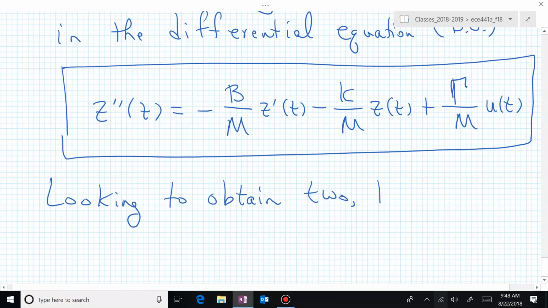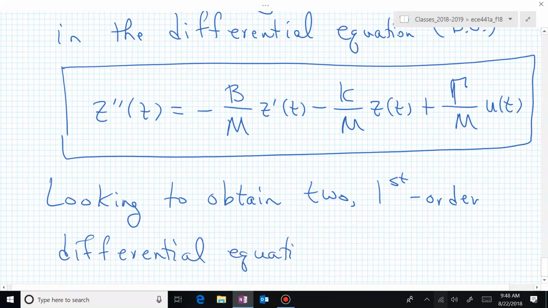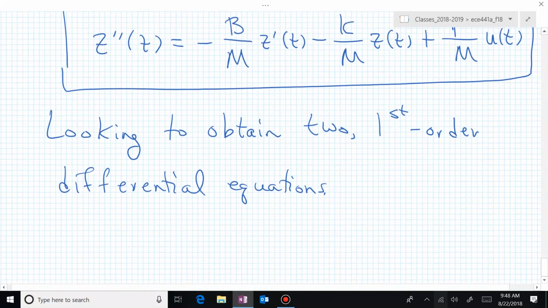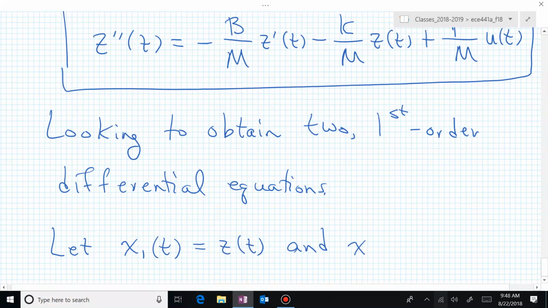In this case, we want two first order differential equations, and that will give us the same information that that one second order differential equation did. And for this case, we're going to go ahead and let the first component, that's the one subscript, be the position, and we will let the second state variable component, x sub 2 of t, be the velocity.